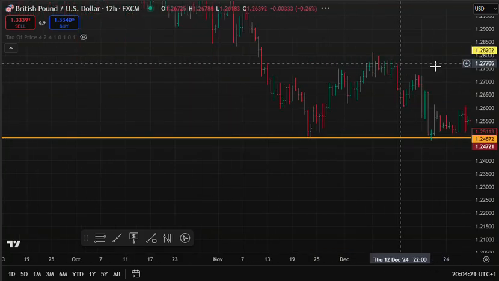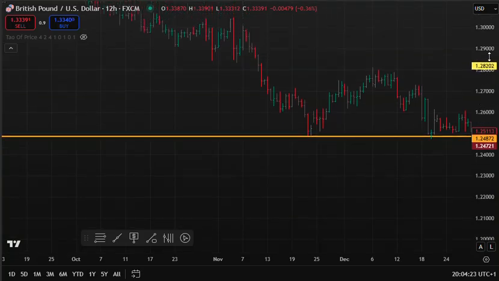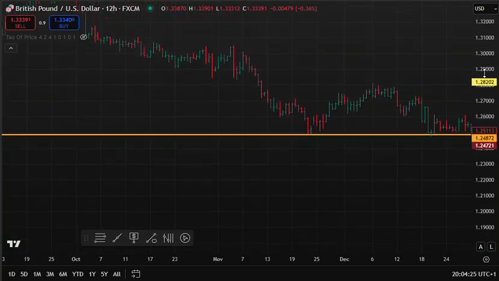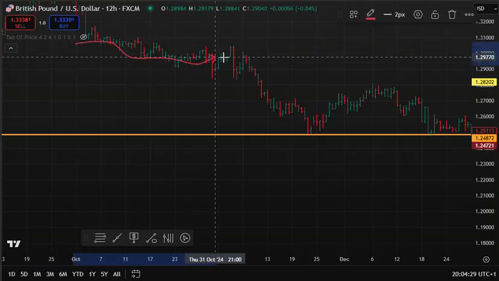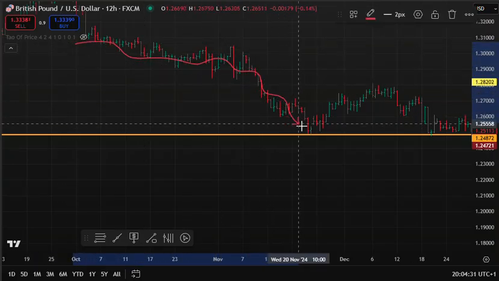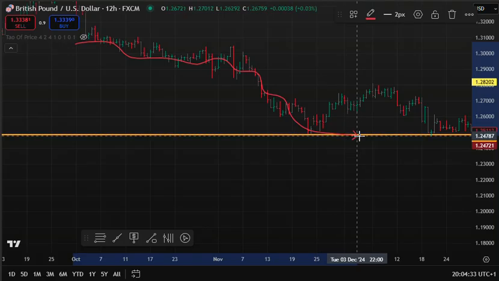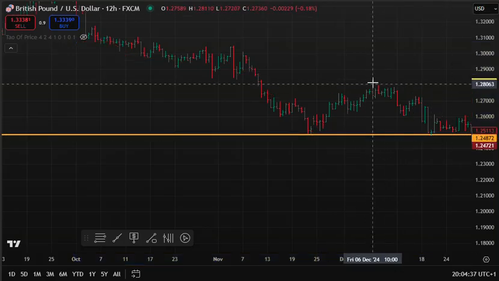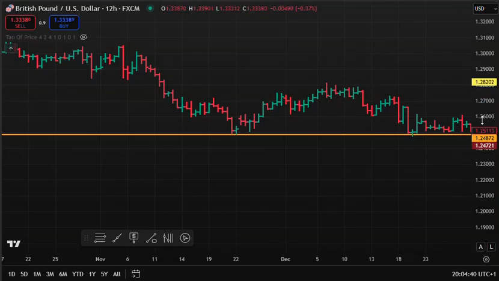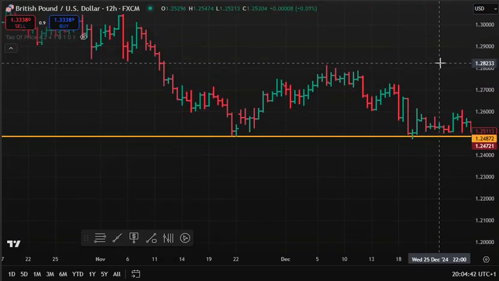Obviously, if we look at this marketplace, this is sterling dollar, 12-hour chart. We have been in a downward movement. Movement's been going down, and then we hit a support line that's been holding for quite a while. And since this is a 12-hour chart, it's been holding pretty strongly for a good amount of time, maybe a couple of days, I would think. But so here's the first part of the setup.